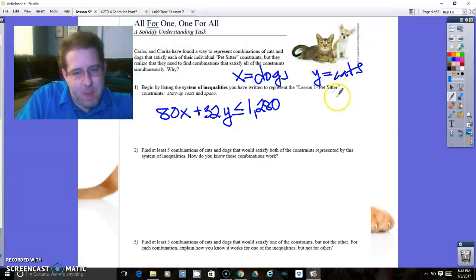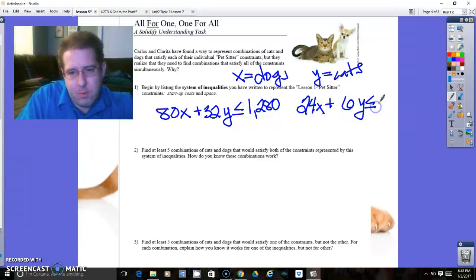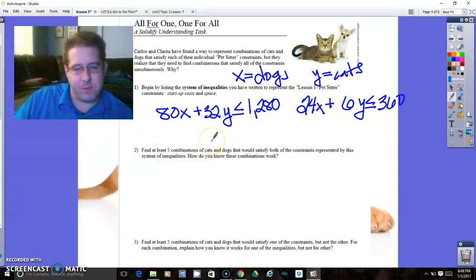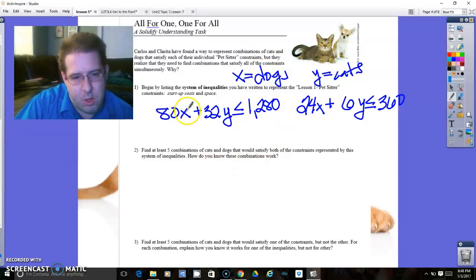$1,280. And then space was, wow, I'm pretty sure it was 6 per cat plus 24 feet per dog, had to be less than or equal to 360. I'm going off my memory here, so if I was wrong on one of those numbers, I apologize. All right, so find at least 5 combinations of dogs and cats that would satisfy both constraints. We did that in the first couple of lessons. There were some numbers that you could put in here that would meet exactly for x and y and meet this, or exactly in here to meet this.